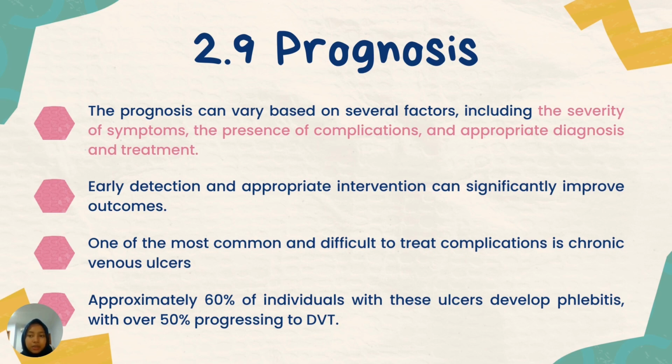One of the most common and difficult to treat complications is chronic venous ulcers. Approximately 60% of individuals with these ulcers develop diabetes, with over 50% progressing to DVT. Meanwhile, surgical options for CVI have not proven entirely effective despite the availability of various procedures. That's all from me. Next will be explained by my partner.